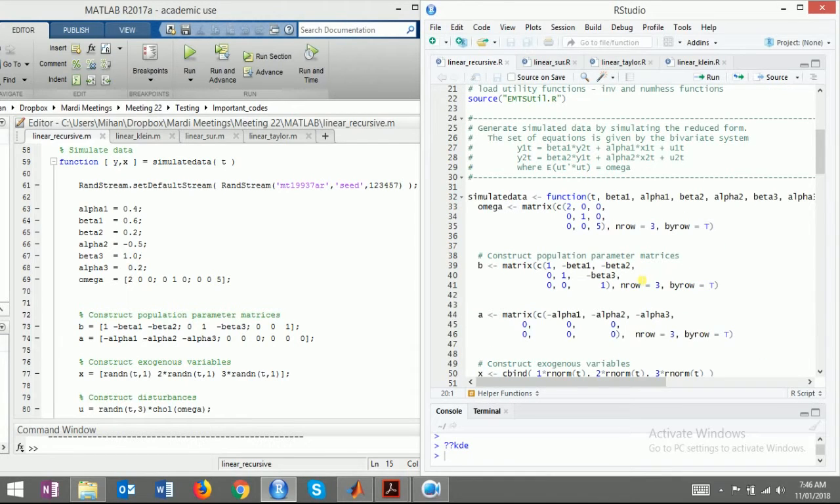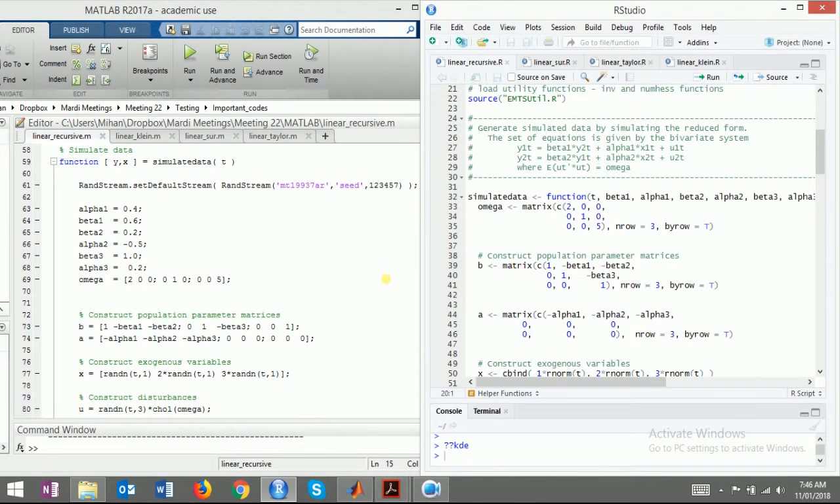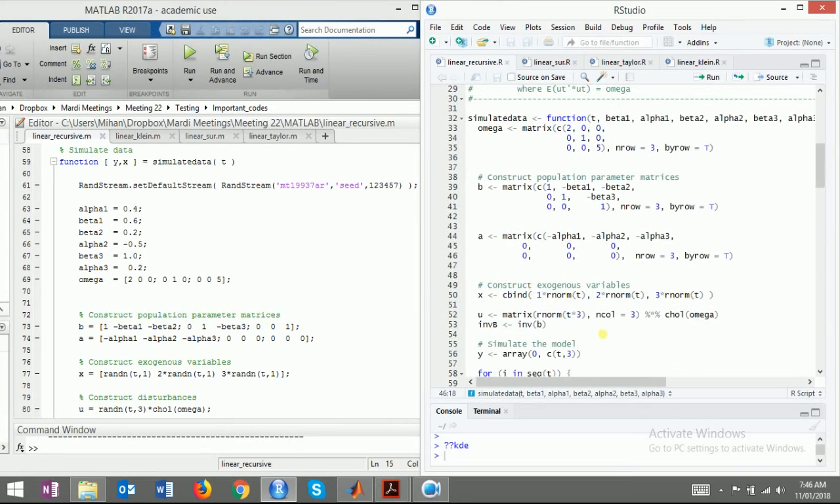These are given to us mostly with all the given information. We just put them in. Construct exogenous variables. Exogenous variables are not given to us, so we will just randomly generate them. Random number t1 cbind 1 random number t, 2 into random number t1, 3 into random number t1, just creating 3 different random variables. That's it.